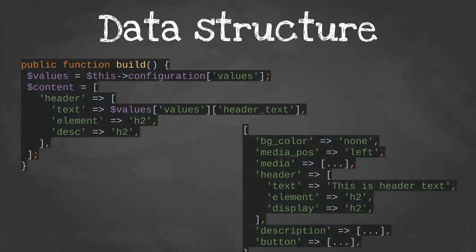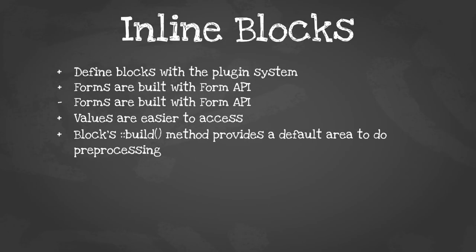But once again, we're creating the same data structure that we created for the last decoupled template. So benefit to inline blocks: you're defining blocks with the plugin system. So there's one place for the block, and it's typically fairly easy to track down. Downside to inline blocks: they're built with Form API, which is also an upside. Form API, like I said, creates a much nicer data structure to work through. Downside to Form API is that writing Form API forms is a bit of a pain and does, once again, require a lot of Drupal knowledge to do correctly. And then values are easier to access when you're saving through Form API. Another benefit is that the build method provides that one place to do all the pre-processing instead of having it spread across multiple different pre-process hooks. So that's the benefits of inline blocks.